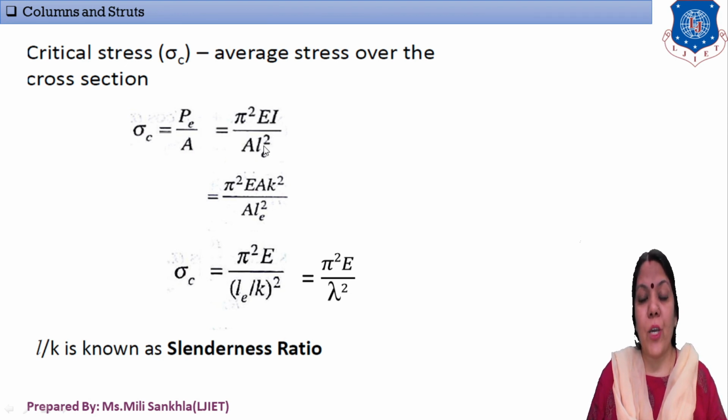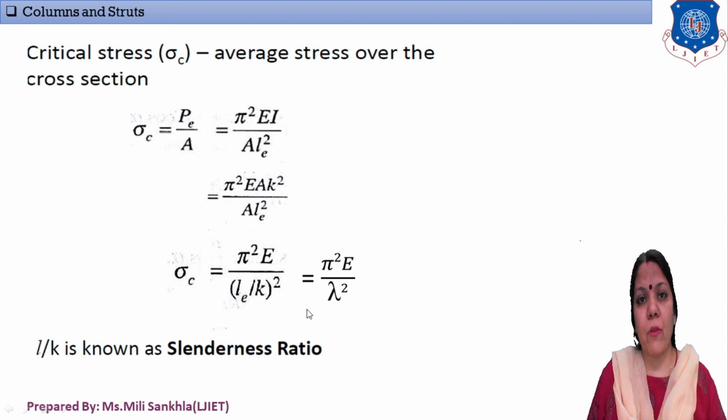Now if you remember the radius of gyration, k is equal to under root I by A, and making I the subject, I is equal to A k square. At the time of the definition I explained this. Next, the area cancels in numerator and denominator. Ultimately sigma c is equal to pi square E by (LE by k) square. What is LE by k? LE is our effective length and k is the radius of gyration. So LE by k is our slenderness ratio lambda. So sigma c is equal to pi square E by lambda square. This is the relation of lambda and stress, or we can say this is the limitation of Euler's formula.